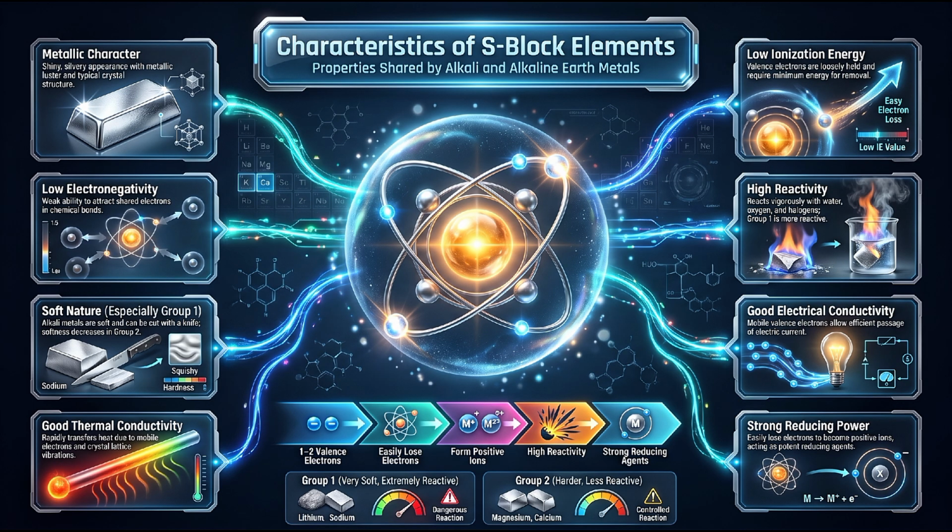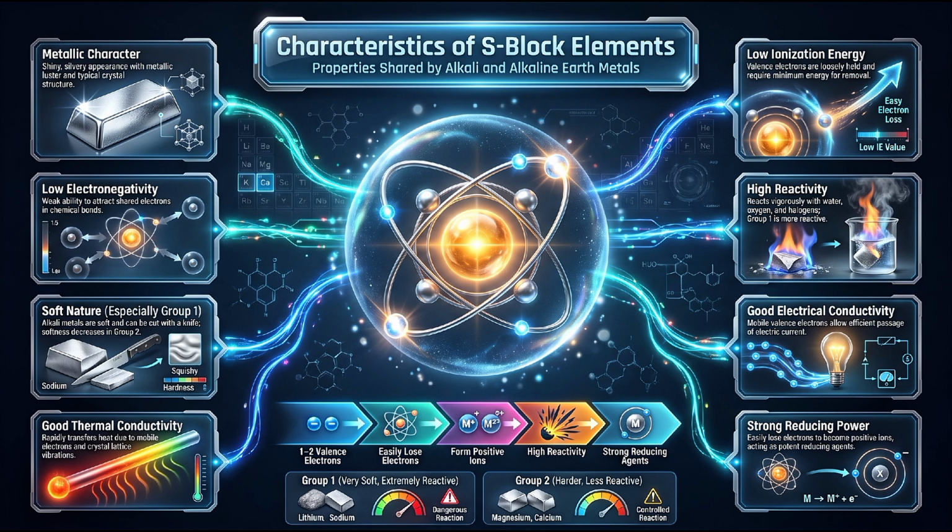S-block elements also have large atomic radii compared with many other elements in the same period. Their valence electrons are located relatively far from the nucleus, making electron removal easier. As we move down each group, additional electron shells are added, increasing the atomic size. The increasing distance between the nucleus and the valence electrons reduces the attractive force, leading to lower ionization energy and higher reactivity. Because of their high reactivity, S-block elements are never found in the free state in nature.